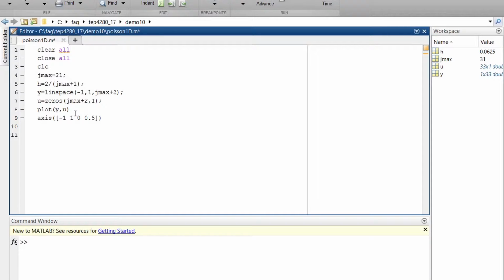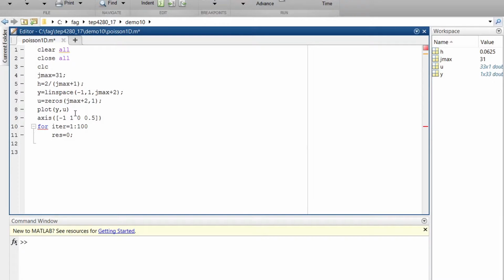Okay, then we create our iteration loop for iter equals 1 up to I don't know how many, 100. Let's try. And then I want to have a monitor. How well is my iteration going on? I'll create a residual just to have an idea if the sum of all these are going to be zero or not. So we do it like that.